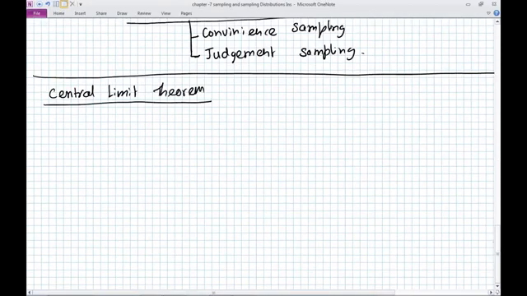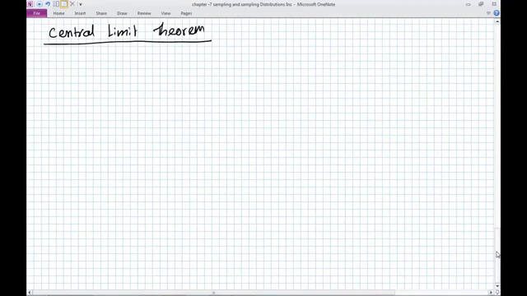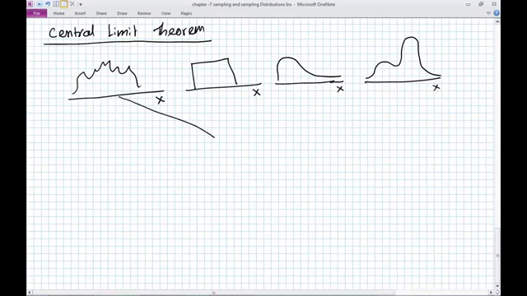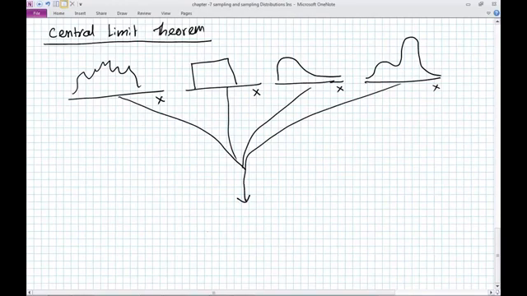Let me give you one example. Let's say there is a variable x and it has some shape, maybe an irregular shape. Another variable, maybe it has a rectangular shape. Another variable may be right skewed. Another variable may be bimodal. Whatever shape it might have, under some condition or the other, all these distributions tend to become a normal distribution.